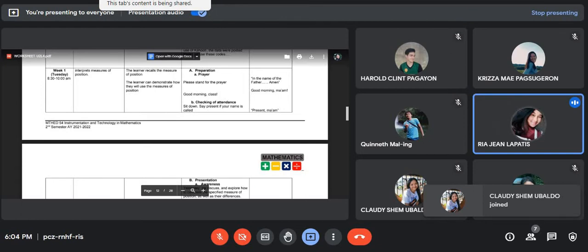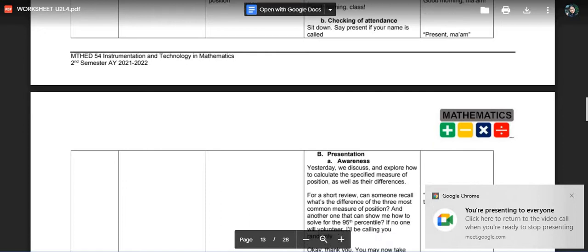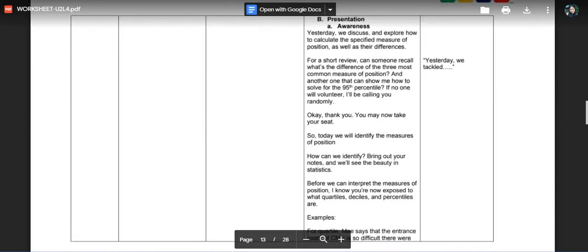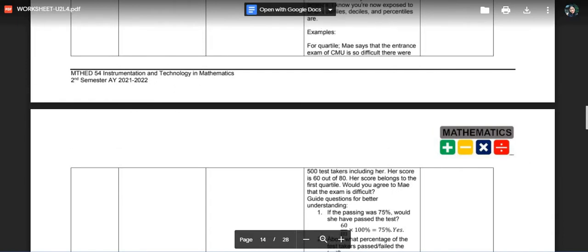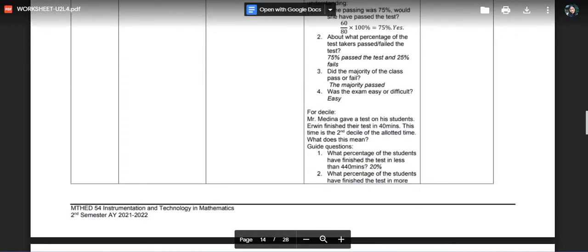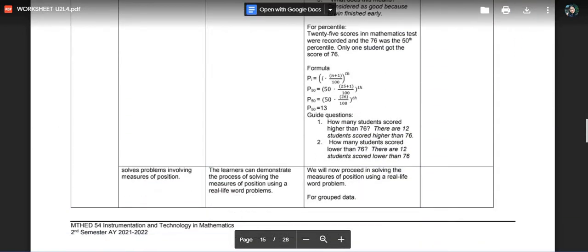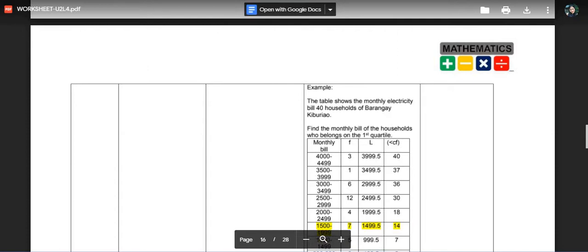Just like what we did in the first day, first is the preparation, which is prayer and checking of attendance. After that is the presentation, where the awareness is, like recalling what was discussed yesterday. Then you present examples of the three measures of position.